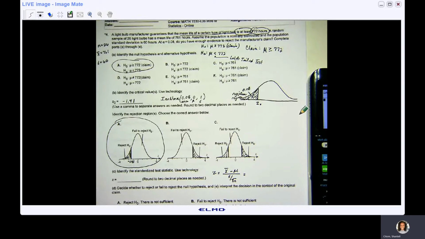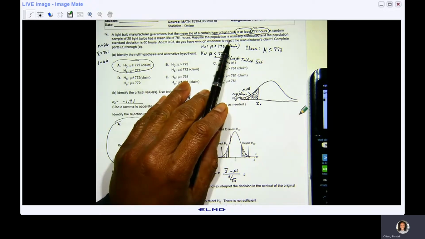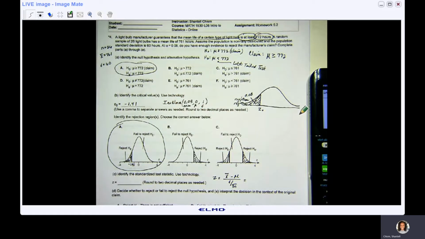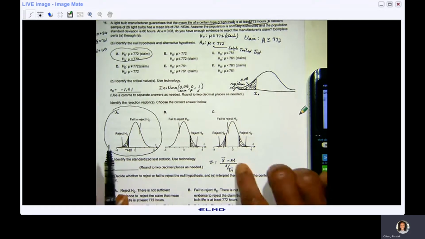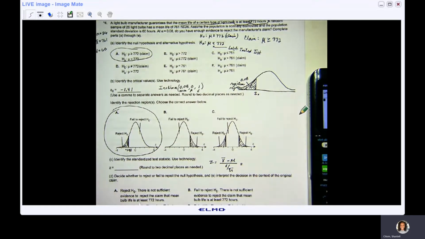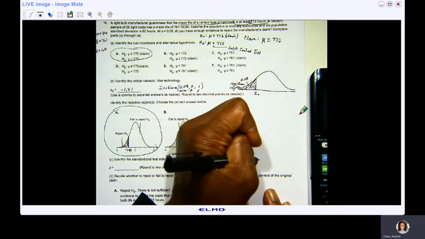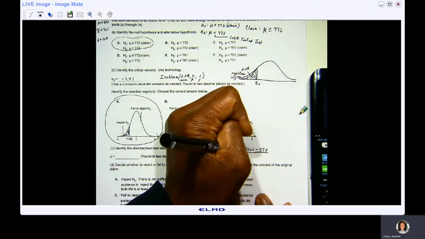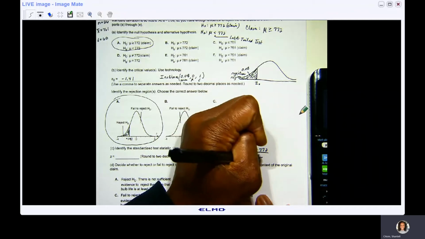And then we're told at alpha equals 0.08, do you have enough evidence to reject the manufacturer's claim? Notice that they use the word reject. And the reason they use the word reject is because H naught is the claim. Okay. All right, so we got our details now, our stats that we need, and we're going to plug them into this formula. So x bar is 761. From that, we're going to subtract 772, which is our mean claim value, our mean mu value, over sigma, which is 60, divided by the square root of n, which is 26.